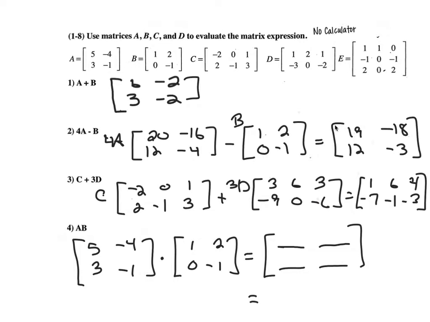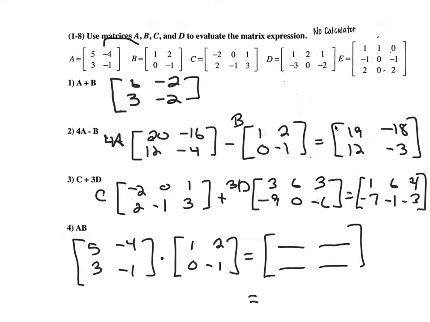All right, here we go, the Algebra 2 review. The first one, A plus B, I just took straight across right here. I did A plus B, just added every corresponding number, the 5 and the 1, the negative 4 and the 2, the 3 and the 0, the negative 1 and negative 1, all I did.